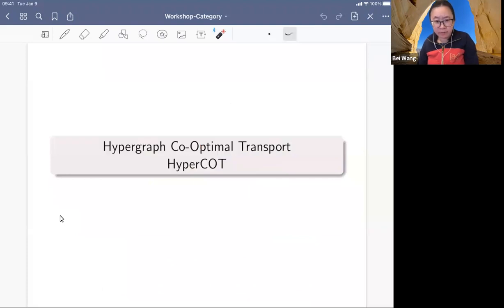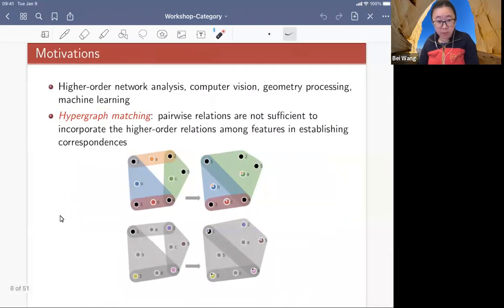So what we're looking at first is a distance between hypergraphs. The motivation behind it is that such a distance also provides a hypergraph matching. When I say matching, I really mean matching hyperedges to one another and matching nodes to one another. And this is all done through a probabilistic notion. We'll come back to this example very soon.